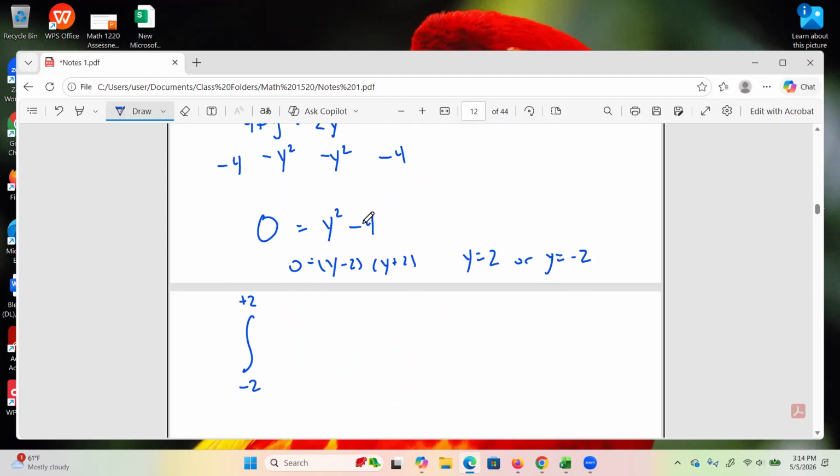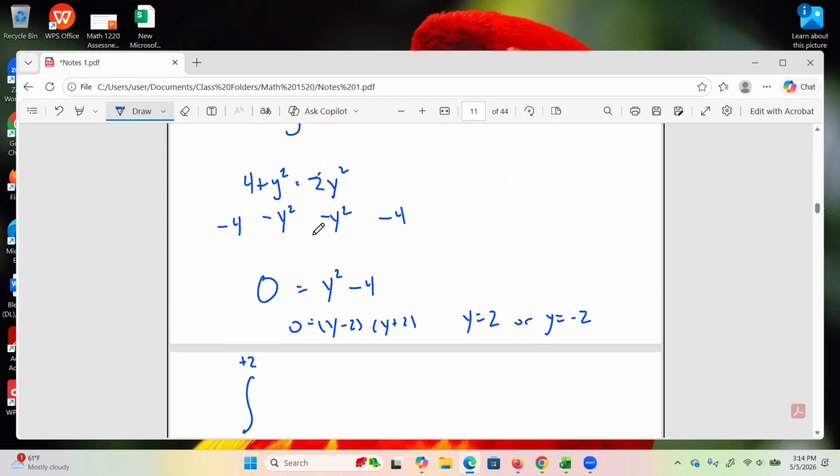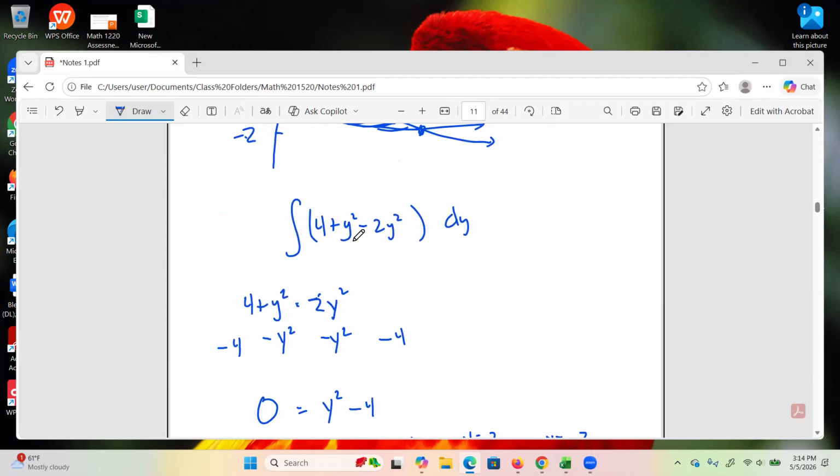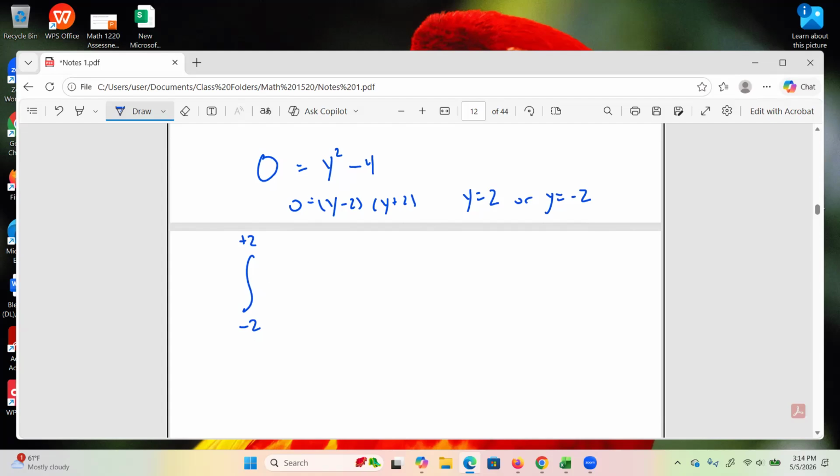And what are we trying to integrate? Actually, we're going to go ahead and do this. We're going to say we have 4 plus y squared minus, and here we have minus 2y squared, all times dy, because we're doing horizontal rectangles in this case rather than vertical ones. We have to sort this out a little bit to make it more pleasant. So this is going to be from negative 2 to positive 2. The 4 didn't change anything. We have y squared minus 2y squared, so minus y squared here, and we have our dy.